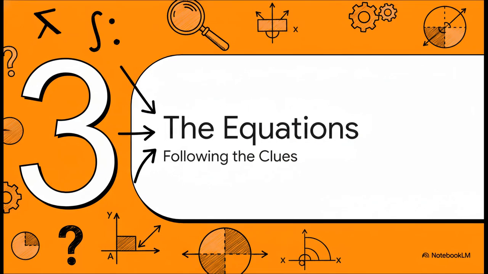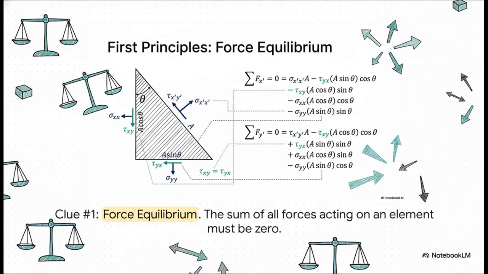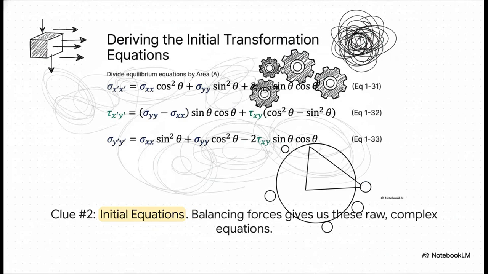To crack this thing, we've got to follow the mathematical breadcrumbs. In our investigation, it starts with the absolute basics, with first principles. So clue number 1 comes straight out of Physics 101. Just imagine we take our little square of material and slice it into a wedge like this. Now, we know that for this little piece to just sit there, to be in equilibrium and not go flying off into space, all the forces acting on it have to perfectly balance out. The sum of the forces in any direction has to equal 0, simple as that. And when you do all that force balancing, you end up here.